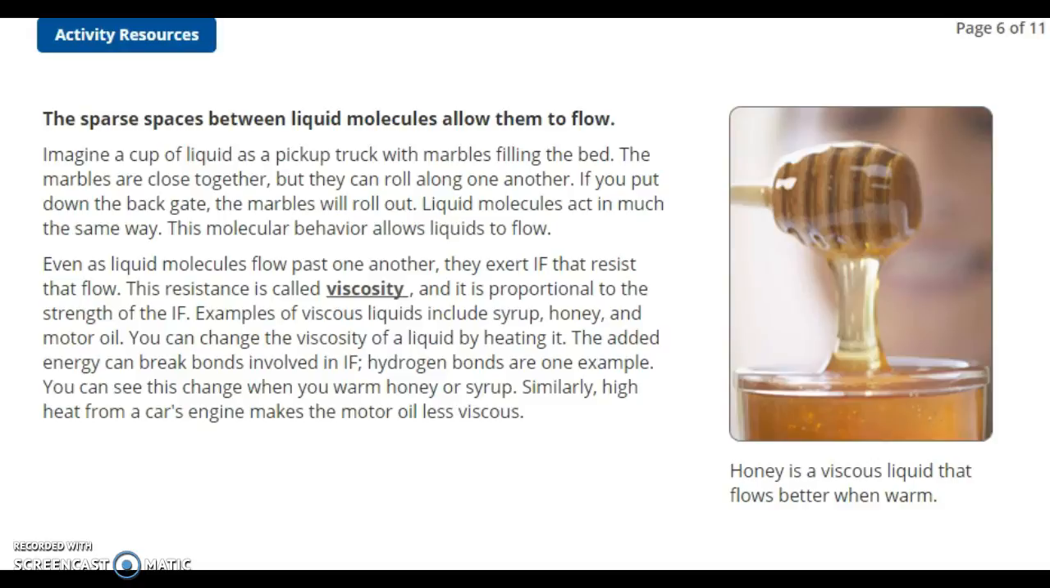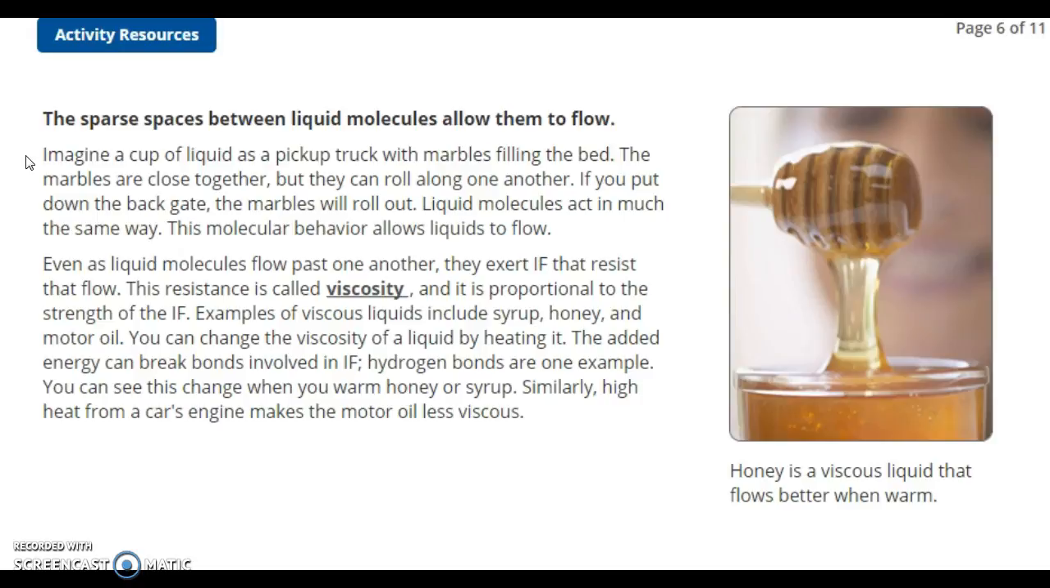The sparse spaces between liquid molecules allow them to flow. Remember, there's empty space in between the molecules of the gases, but there is a little bit of space between our liquid molecules, and that lets them flow. Honey is a viscous liquid, viscous meaning thick, that flows better when it's warm because it becomes less viscous and therefore thinner. Imagine a cup of liquid as a pickup truck with marbles filling the bed. The marbles are close together, but they can still roll around one another. If you put down the back gate, the marbles will roll out. Liquid molecules act in much the same way. The molecular behavior allows liquids to flow.